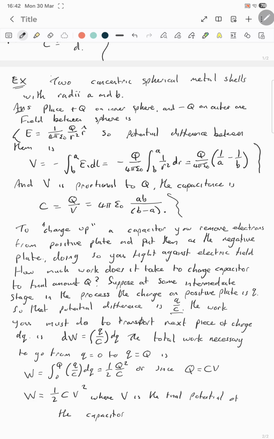The work you must do to transport the next piece of charge, delta q, is here, delta W. So the total work necessary to go from q equals 0 to q equals Q is given by this here. Now since Q, our charge, equals our capacitance multiplied by the potential, our work becomes this. V is the final potential of the capacitor.